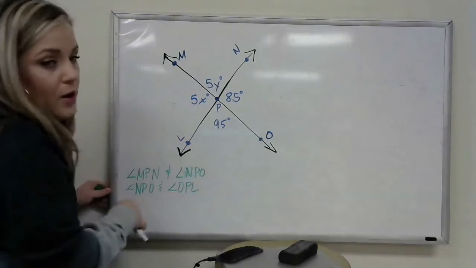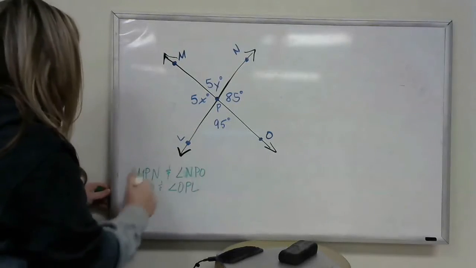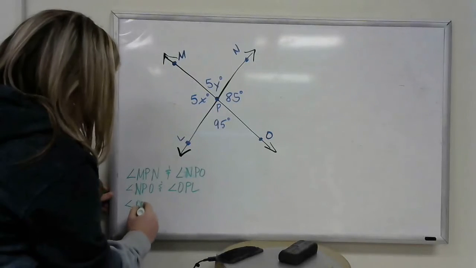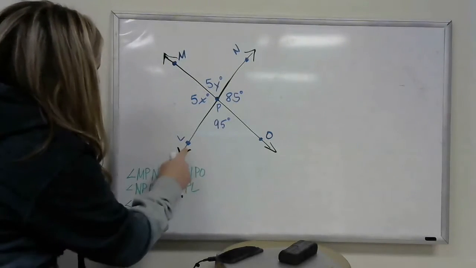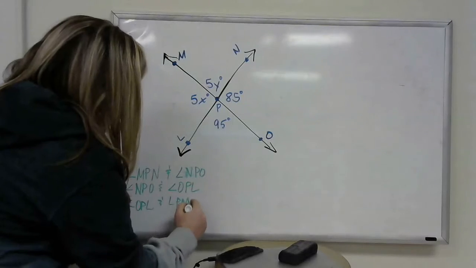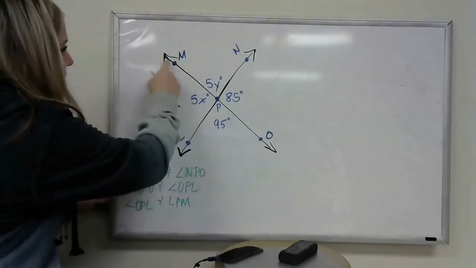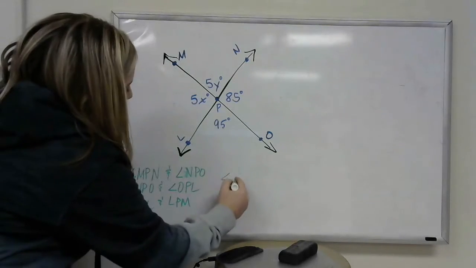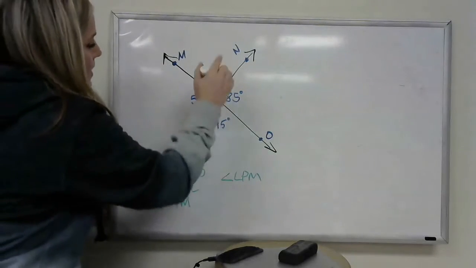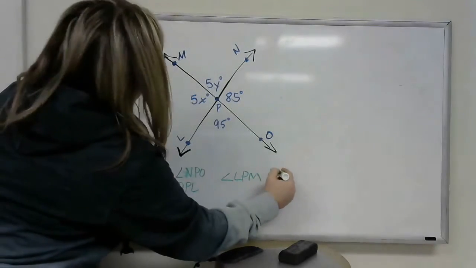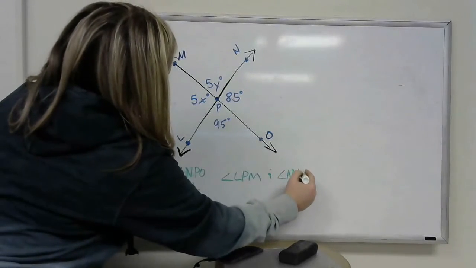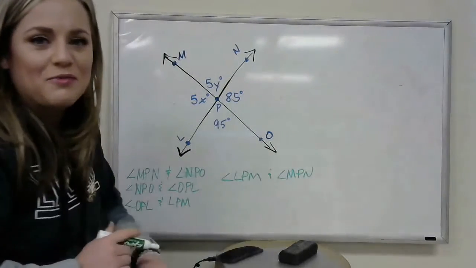And it could be LPO, it could be backwards. Then we have angle OPL and LPM. And then we have angle LPM, angle LPN, and angle MPN. Angle MPN. Sorry, I had a brain fart there for a second.